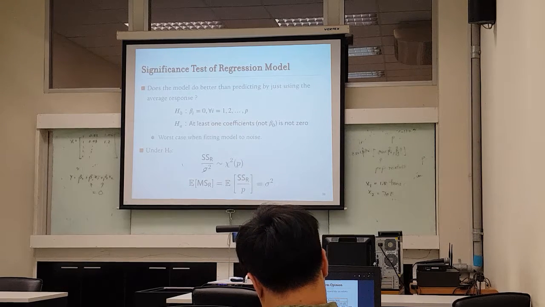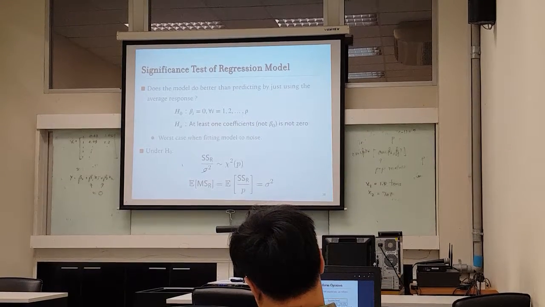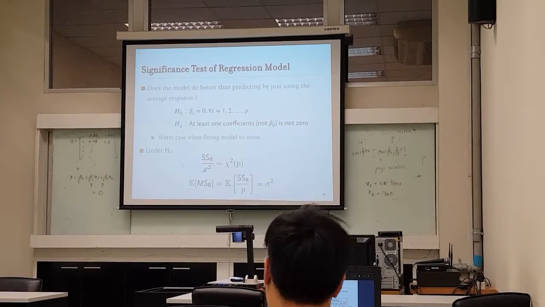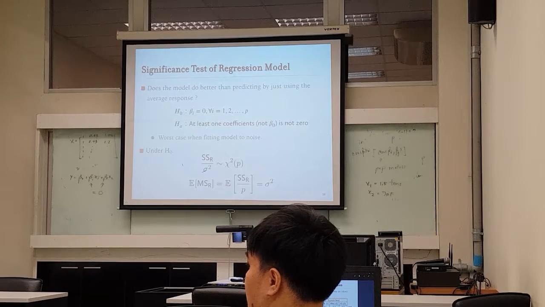You have three predictors. If your model is not significant, meaning that the average is as good as your model, then beta i is 0, i goes from 1 to p. So you have to leave beta 0 as the average. The alternative hypothesis is at least one of the coefficients is not 0.